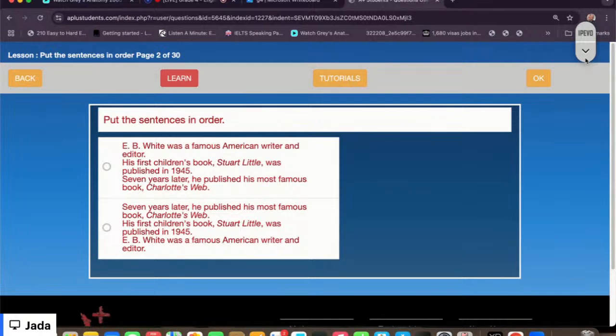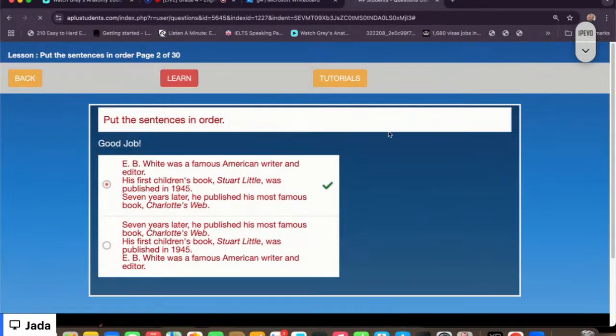Alright, so you can look at this and put the words in other and then tell me which is the right one. So the option one. Alright.